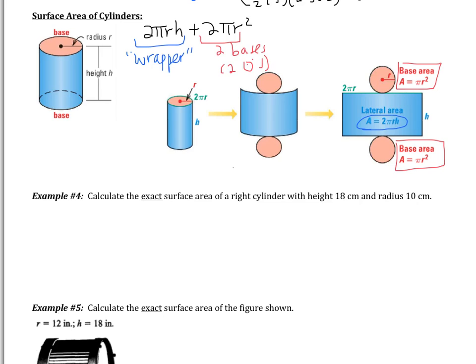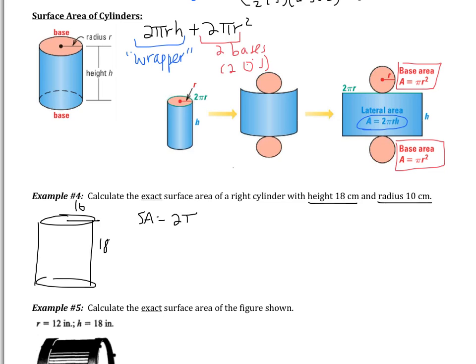It says calculate the exact surface area of a right cylinder with a height of 18 and a radius of 10. I like to have a figure to look at, so I'm going to draw us a figure. Okay, so our height is 18 and our radius is 10. Okay, so our surface area is going to be 2 pi r h, add 2 pi r squared. Okay, so 2 pi, our radius is 10, our height is 18, add 2 pi times 10 squared.